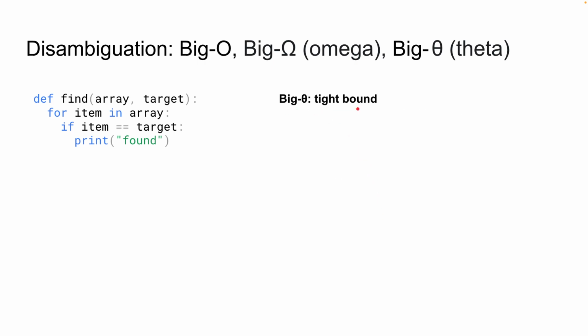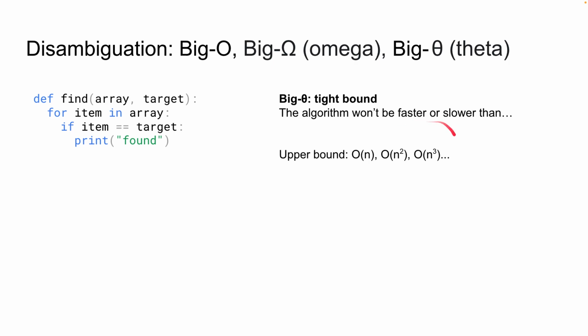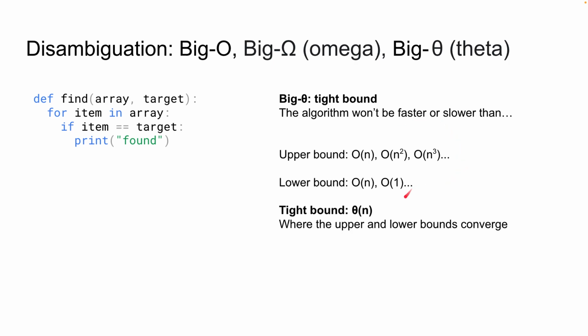Big theta is the tight bound that guarantees the algorithm won't be faster or slower than. Well, we have our upper bounds and we have our lower bounds, and the tight bound is theta of n, where the upper and lower bounds converge. So the definition of a tight bound is the place where the upper bound and the lower bound converge. Tight bounds are the most useful since they give us the most precise description of the runtime of the algorithm.